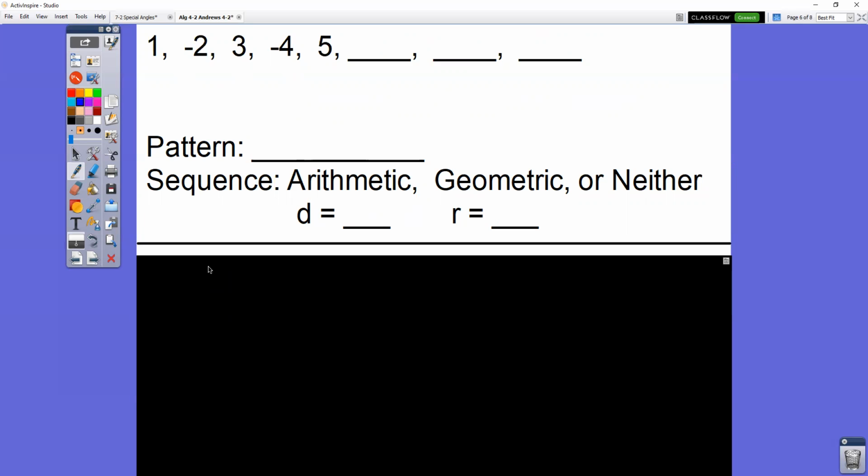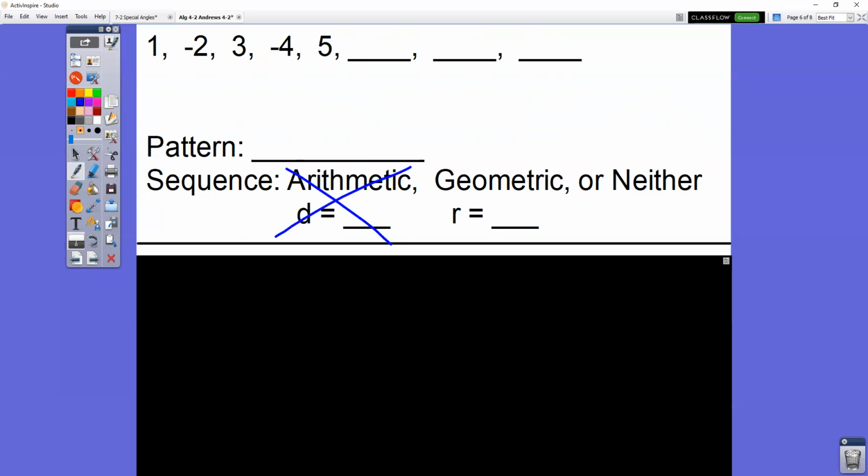So when you try this one, the first thing that I would look for is arithmetic. How am I getting from 1 to negative 2? Well, to get from 1 to negative 2, I would have to subtract 3. Negative 2 minus 3 is not positive 3. 3 minus 3 is not negative 4. So I know right away that it's not arithmetic.